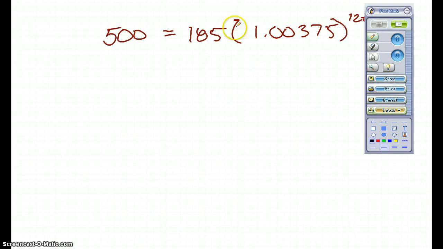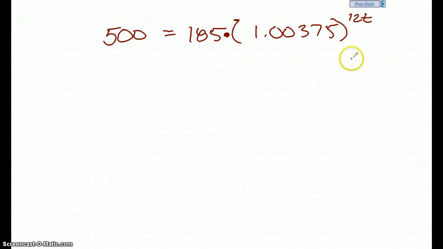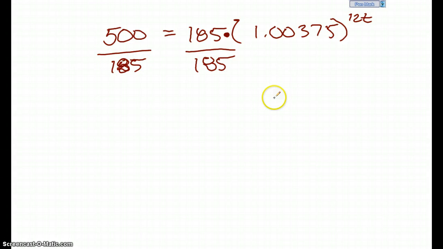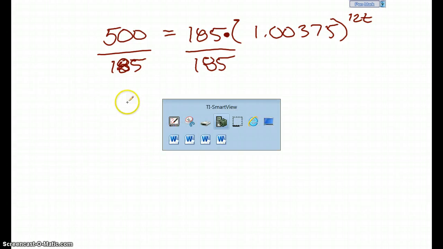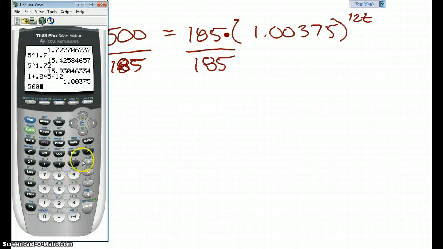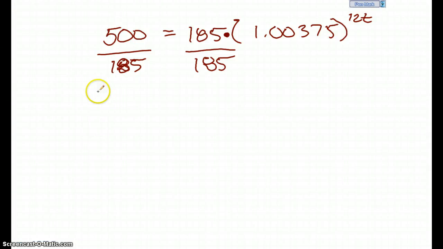And so now, remember this is a multiplication sign, so I need to isolate t. I can begin by removing the 185. That's the easiest thing to do first, and obviously that's the last thing we would have done if we had put something in for the input and solved for the future value. So in this situation, we would find that 500 divided by 185 tells me that I'm basically looking to almost triple my money.